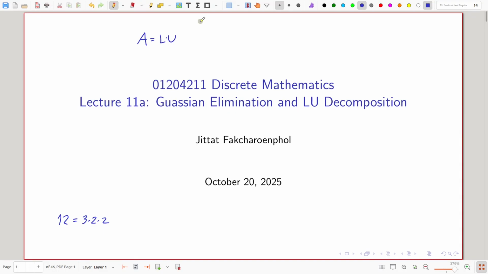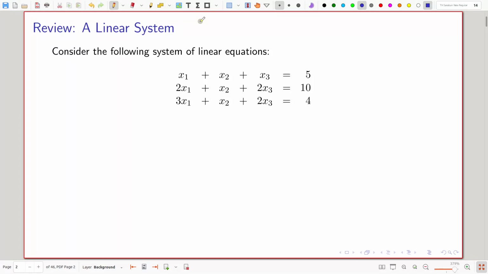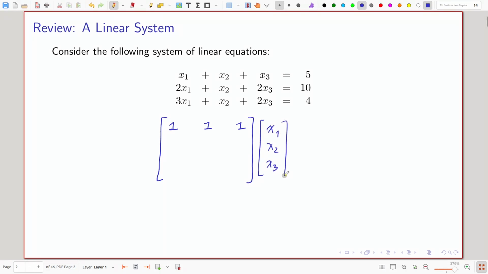All right. So let's have a quick review of what Gaussian elimination is. If you have a system of linear equations like this, we can write it in matrix form. We write the coefficients as a matrix and we factor out the variables, and then this is the constant. The coefficients are 1, 1, 1, then 2, 1, 2, which we already did, and 3, 1, 2.